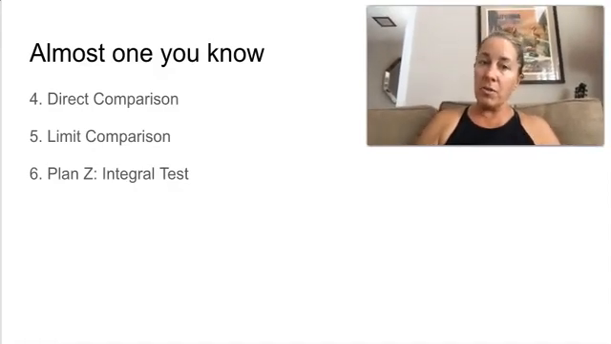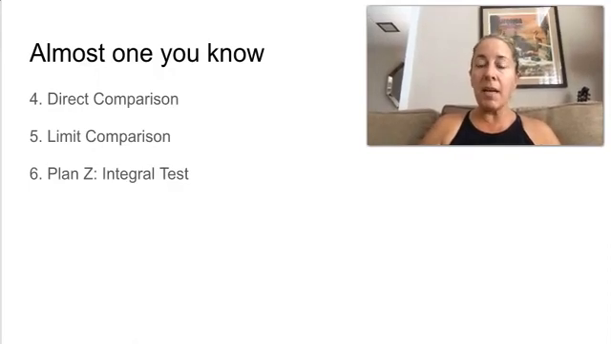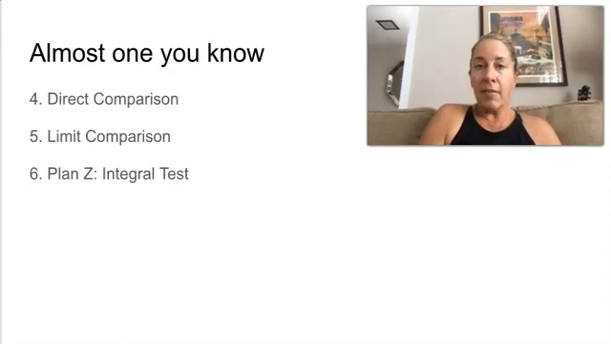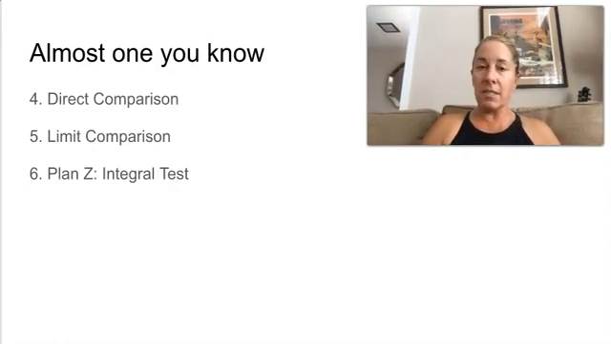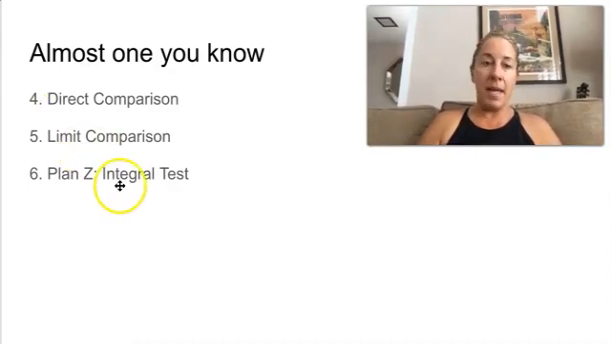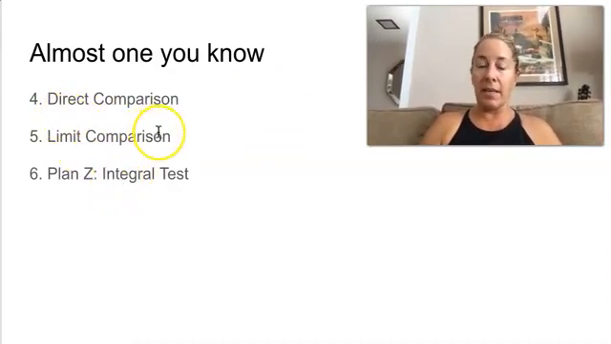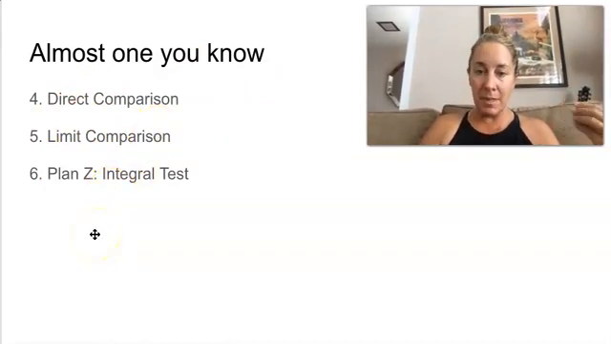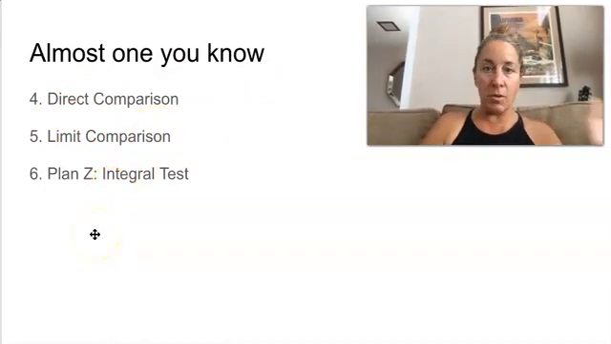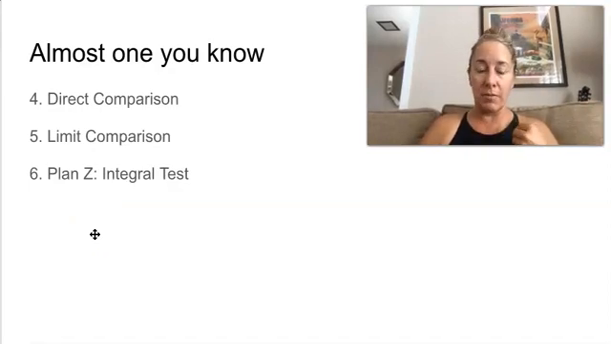So then we go to limit comparison. If the limit of the ratio of the two series is any finite number, remember, for a limit to exist, it has to be a finite number. So if the limit of the ratio exists, then it does the same thing. So if you compare it to something that converges, yours also converges. If you compare it to something that diverges, it also diverges.